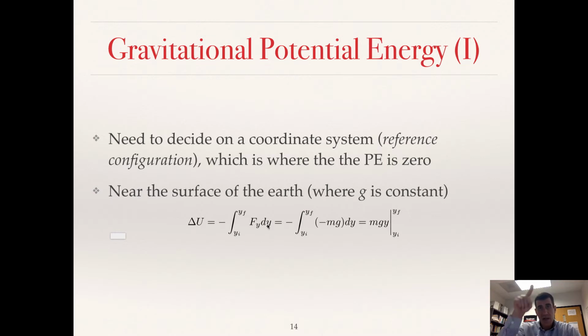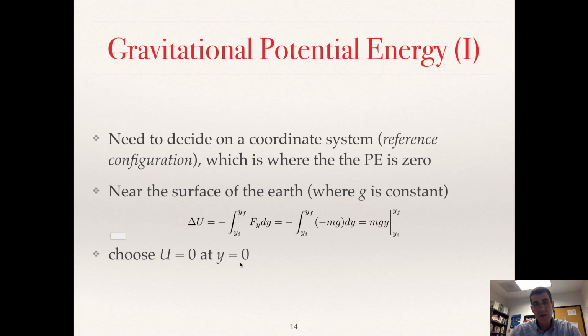And again, since I'm assuming this is a vertical distance instead of x, I'm using y here. But near the surface of the Earth, the force is just the force of gravity, and the force of gravity is m times g downward, so that's where the minus sign comes from. And then you take the antiderivative of mg, and you just get mg times y. And we evaluate this at a final and an initial position.